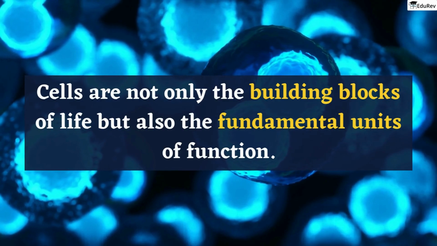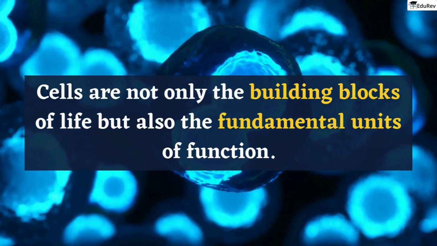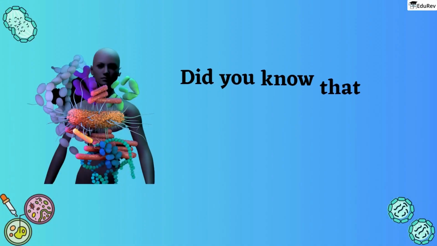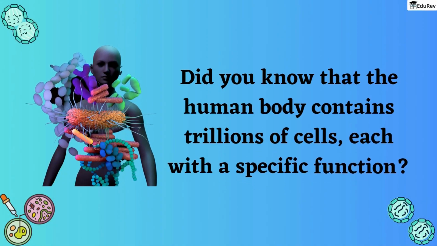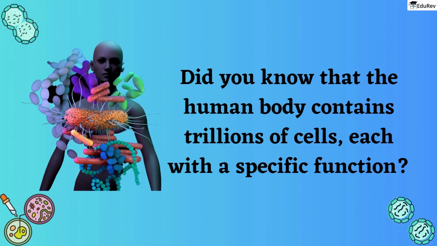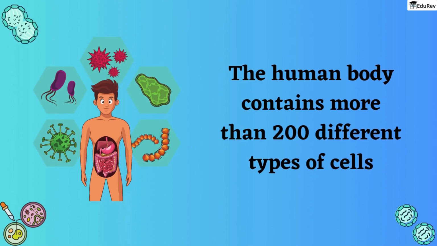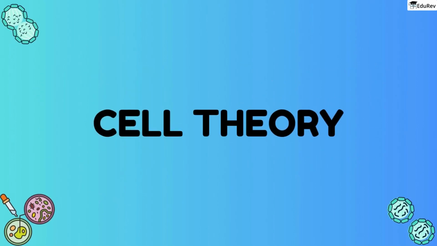They carry out a variety of tasks that keep living organisms alive and thriving. And, did you know that the human body contains trillions of cells, each with a specific function? In fact, it's estimated that the human body contains more than 200 different types of cells. The complexity and diversity of cells are truly fascinating. Now, let's understand how our cell theory was made.